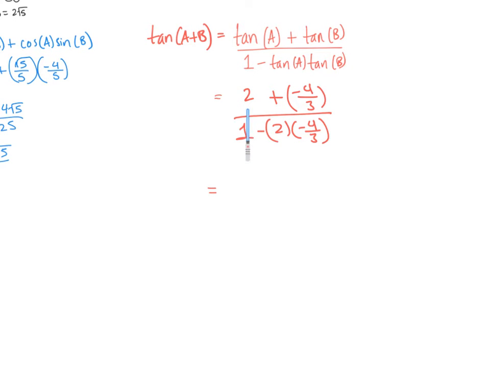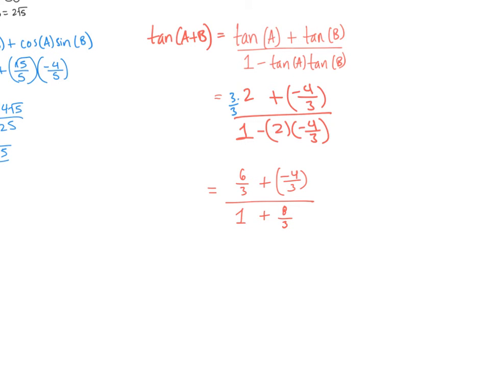So here, I want to give us a denominator of 3. So I'm going to multiply this by 3 over 3. So that's going to end up being 6 over 3 plus negative 4 over 3. And then on bottom, I'm going to have 1. Remember, we can multiply straight across. So negative 2 times negative 4 is a positive 8, and then over 3. So that's going to be plus 8 over 3.